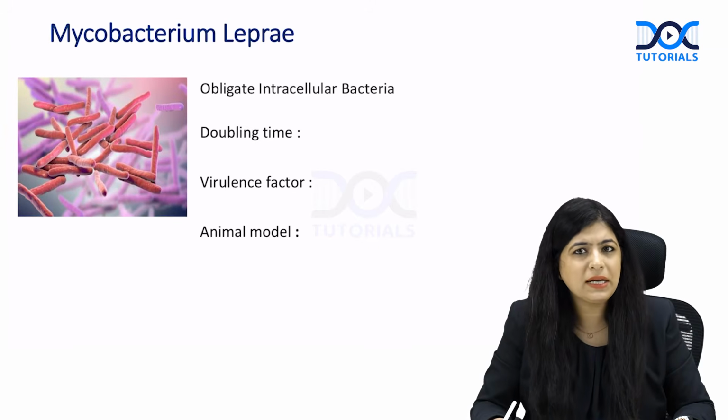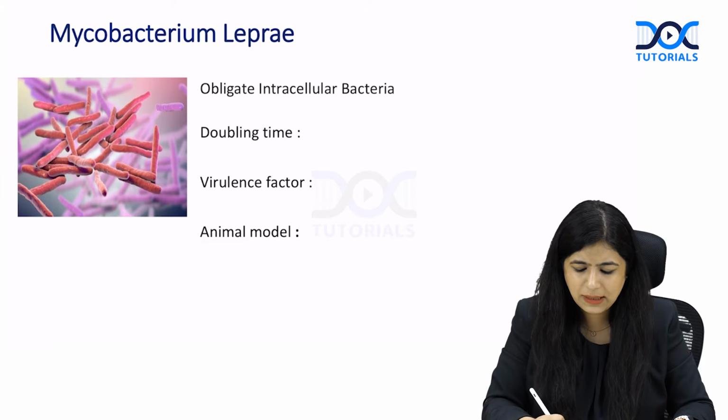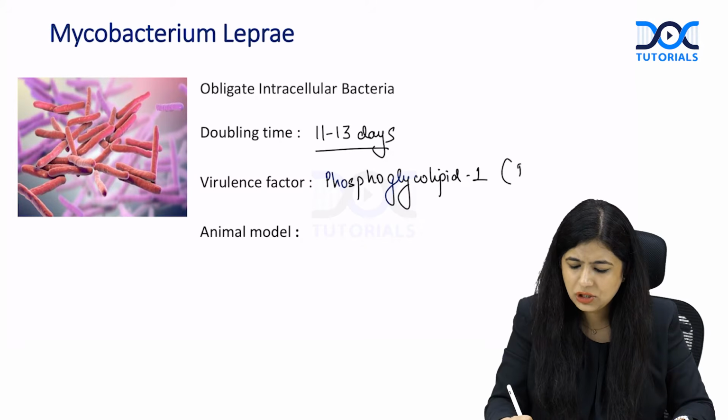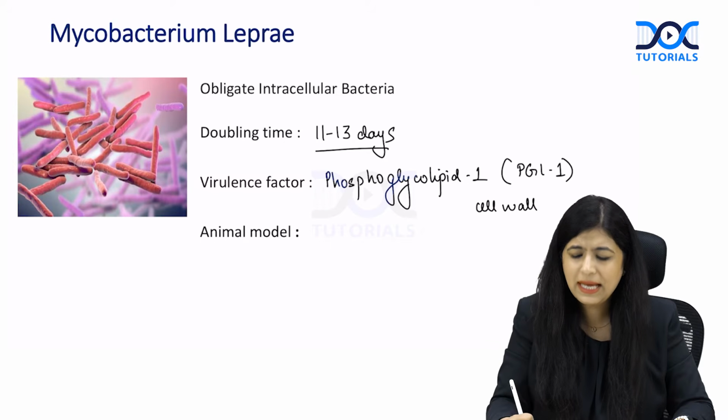Now, this is an obligate intracellular bacteria which has a doubling time of 11 to 13 days. The main virulence factor of the bacteria is the phosphoglycolipid 1, that is PGL1, which is present in the cell wall of the bacteria.